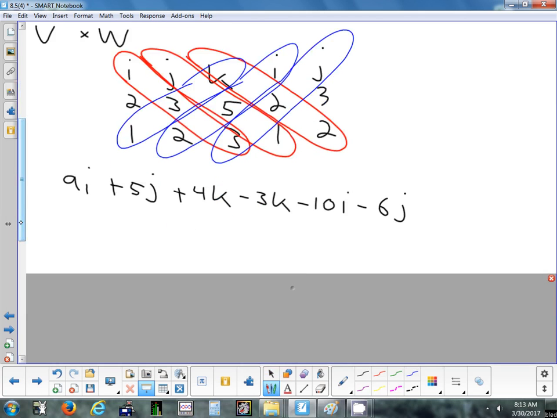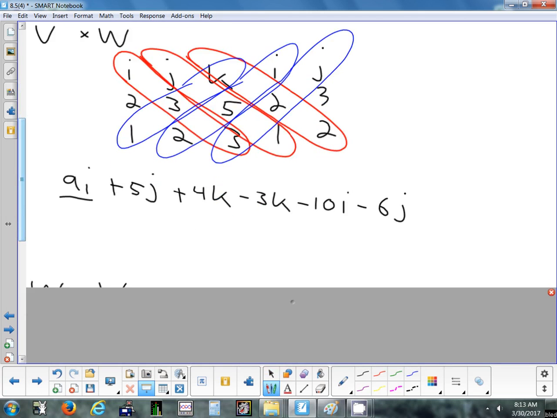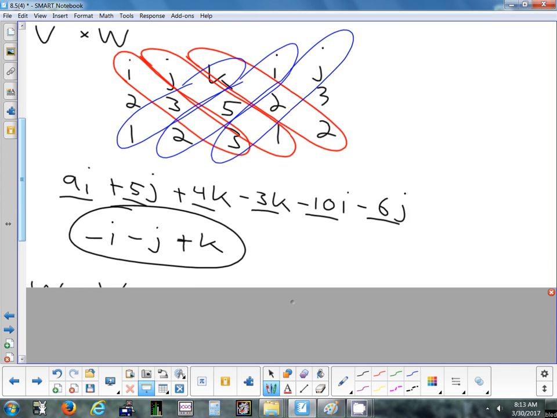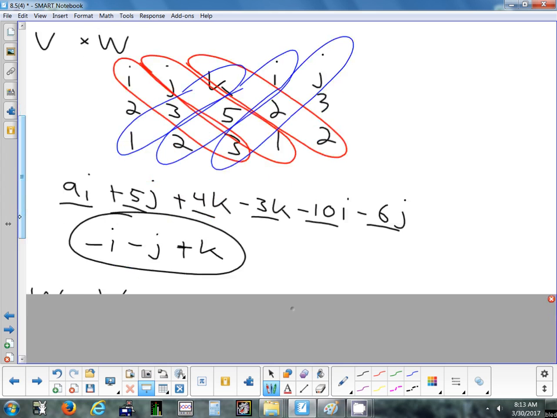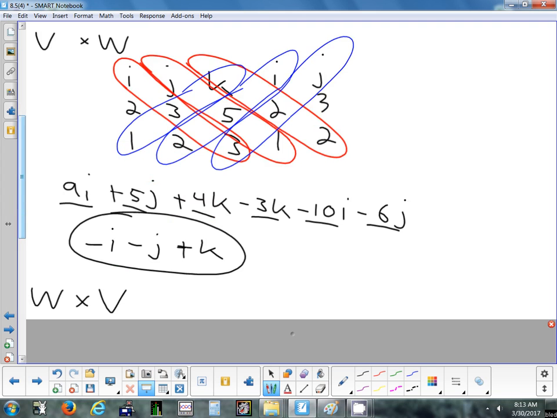Okay, so now just combine the like terms. What's 9i minus 10i? Negative i. 5j minus 6j. And 4k minus 3k. Okay. They don't have to come out to ones in front. That's just the way the arithmetic worked out. So that is the answer for V cross W. Okay. Any questions on that?